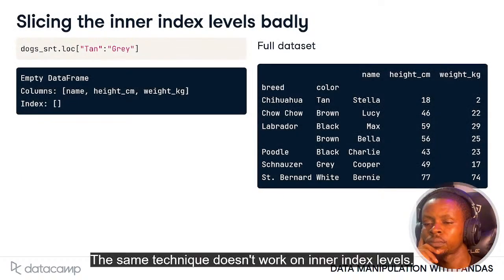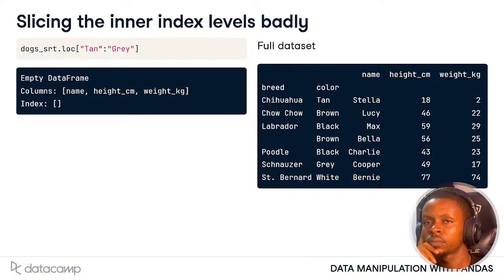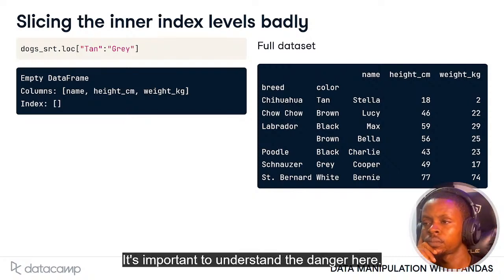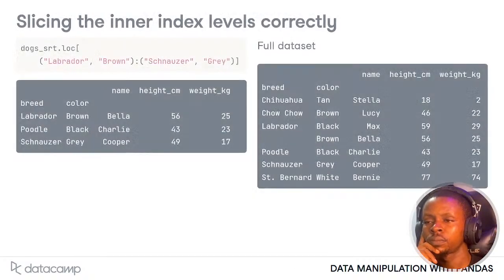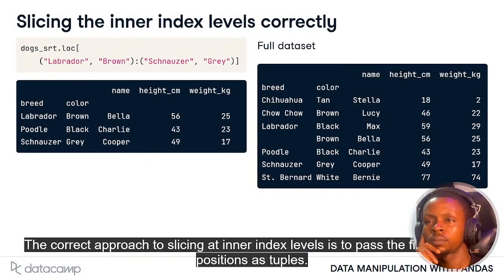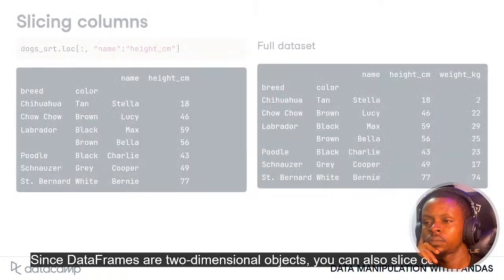The same technique doesn't work on inner index levels. Here, trying to slice from tan to grey returns an empty data frame instead of the 6 dogs we wanted. It's important to understand the danger here. Pandas doesn't throw an error to let you know that there's a problem, so be careful when coding. The correct approach to slicing at inner index levels is to pass the first and last positions as tuples. Here, the first element to include is a tuple of Labrador and brown.